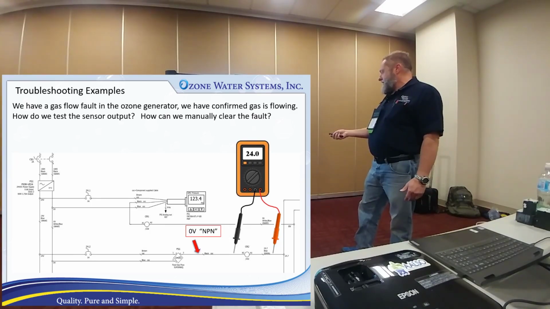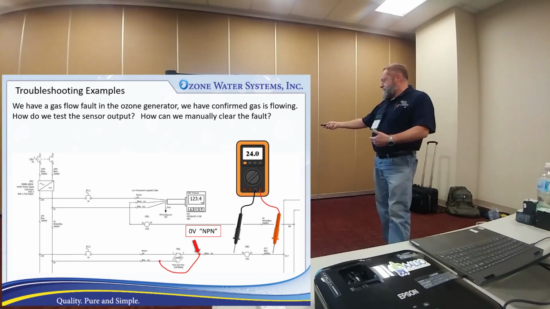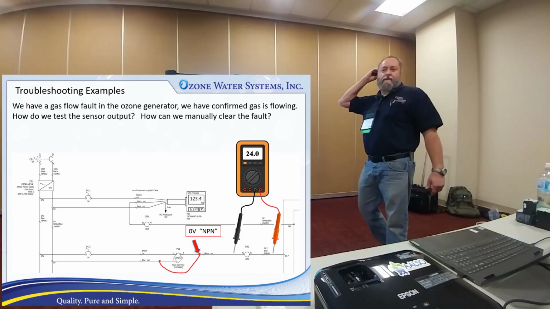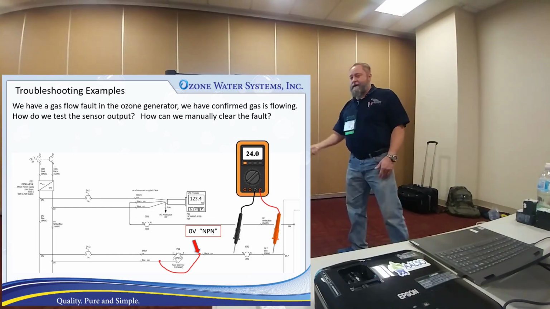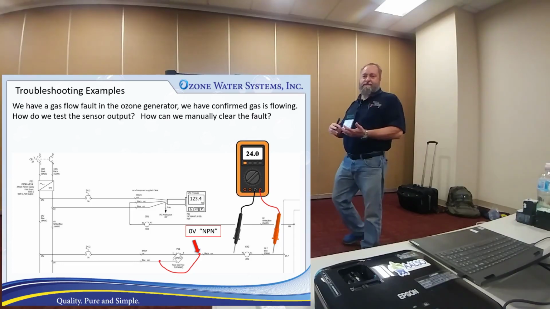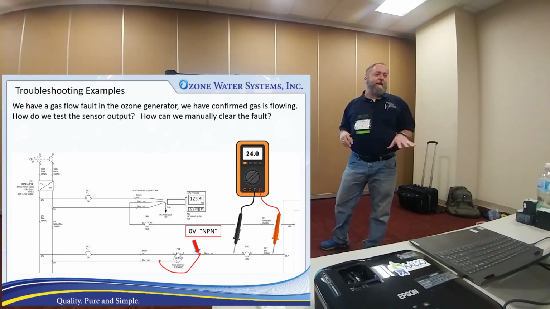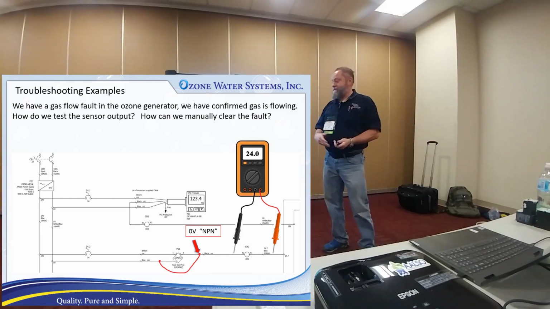I got to get the system running. I could just run a jumper wire from the 0 volts over to that wire, and that would turn on CR2 and clear our fault. Now I've got time, I can figure that out. Now, anytime you bypass any of these safety sensors, pressure, gas flow, water flow, you got to make sure you're watching that daily until you get that sensor put back in there, because they're there for a reason.